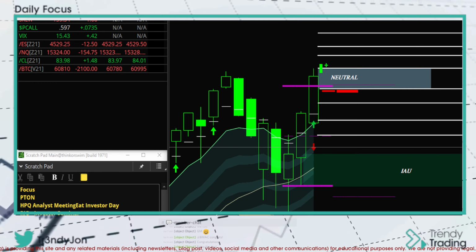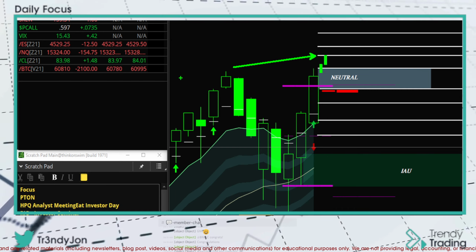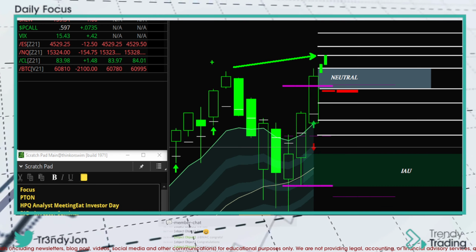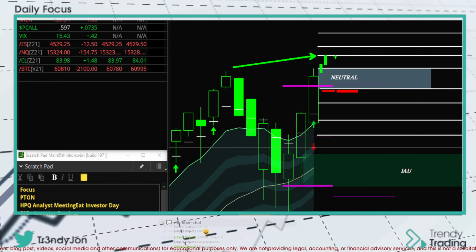When price breaks above, I'm long. Once we hit targets here, I will trim. Just to give you an example, this is a hypothetical. Let's say that I had 10 contracts. What I would do here is most likely just trim about 3 to 4.